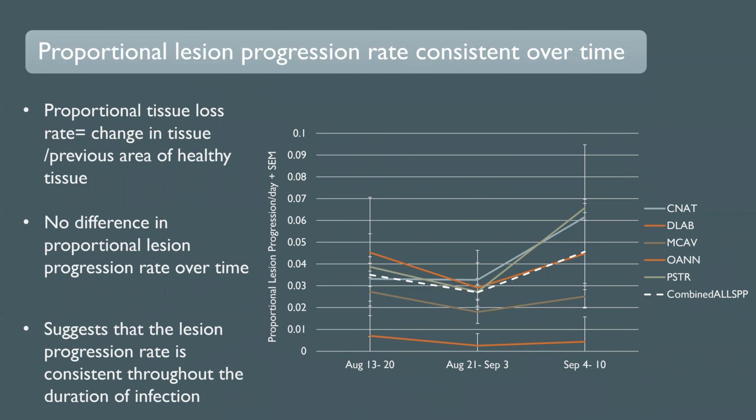I then analyzed the proportional lesion progression rates for this time period in all species of monitoring. To calculate these values, I divided the change in tissue area by the previous area of healthy tissue and found that there was no difference in the proportional lesion progression rate over time nor among species, which suggests that the lesion progression rate is consistent throughout the duration of infection.